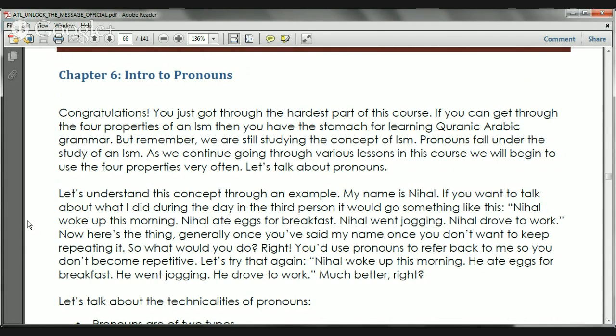Pronouns are a part of ism, okay? Many times people get confused. Like, are we still studying ism? Yes, we are still studying ism. This course is a study of 90% ism, 10% harf. Harf is a very straightforward concept. As you continue going through various lessons in this course, we'll begin to use the 4 properties very, very often, okay? So from now on, we will be asking the status, the number, the gender, and the type of every single word that comes. Now, it may sound overbearing, but it's not.